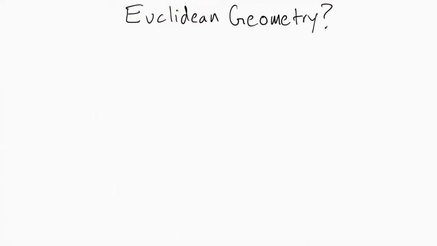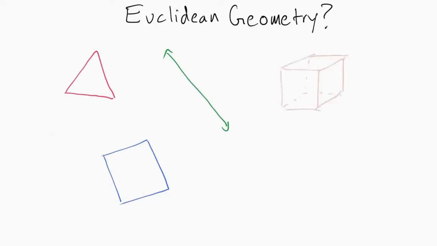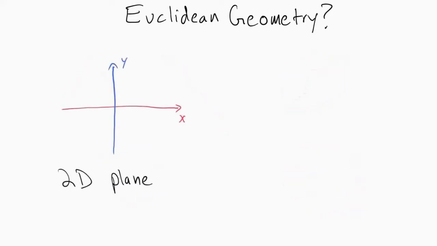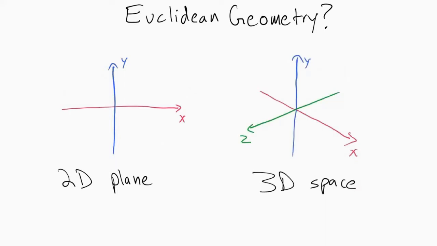So what is Euclidean geometry anyway? Well, it's the geometry you've all been learning since kindergarten. Familiar geometric objects like triangles, squares, lines, cubes, and spheres are all Euclidean geometric objects. Euclidean geometry is the geometry of the flat 2D plane. It's the geometry of the three-dimensional space we inhabit. Although these coordinate systems weren't developed until years after Euclid.